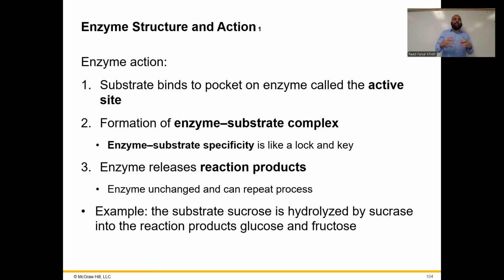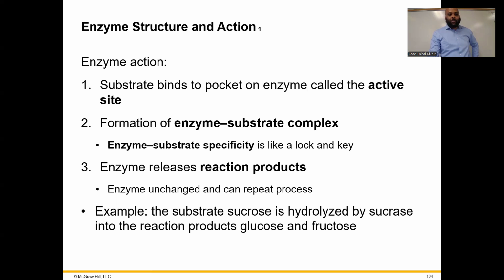The enzyme binds the reactant and then propagates the reaction by lowering the activation energy barrier and making the reaction go faster. So the substrate sucrose is hydrolyzed by sucrase into reaction products known as glucose and fructose. So who breaks down maltose? It's maltase. Who breaks down lactose? It's lactase. Who breaks down sucrose? It's sucrase. So the enzyme that mediates that breakage ends with ase.